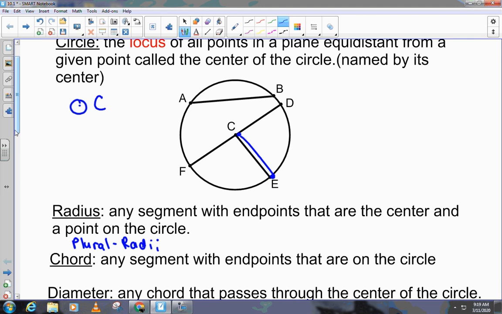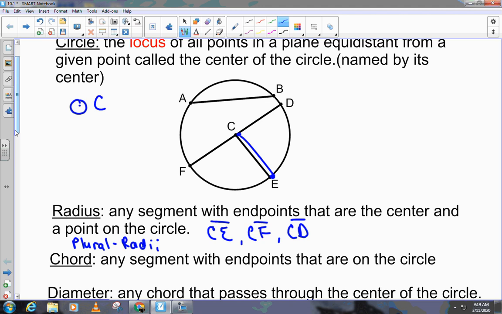Okay, that's the plural. So CE is one of my radii. Give me another one. CF is another one. And CD. Okay? All right, so CE, CF, and CD, those are all radii.